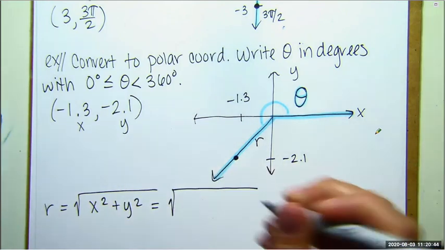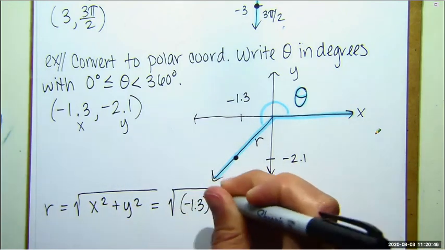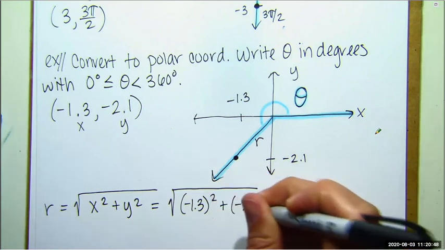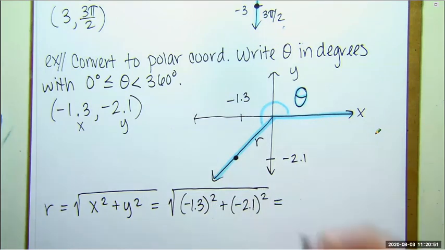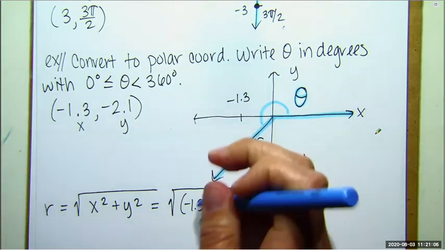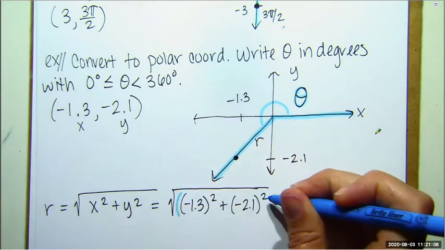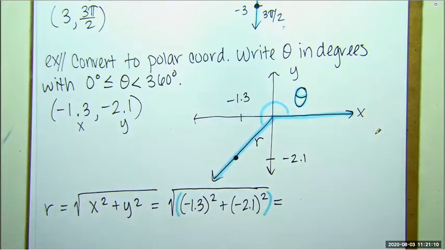So we have square root of negative 1.3 squared plus negative 2.1 squared. This is one I would not like to do by hand. So in your calculator, go ahead and punch this in, square root of negative 1.3 squared plus negative 2.1 squared. If you're following along in your calculator, you need a couple things here. The first thing is you need to tell your calculator that this entire thing is under your square root. The second thing is to deal with these negatives, okay?